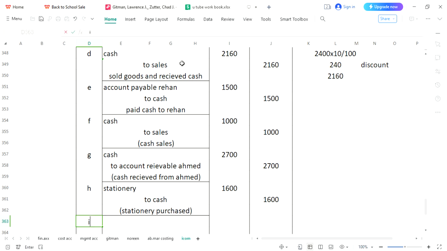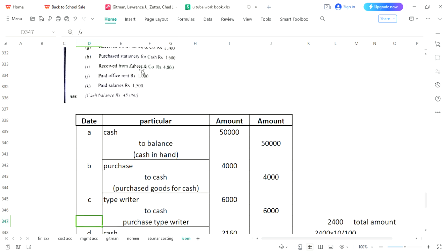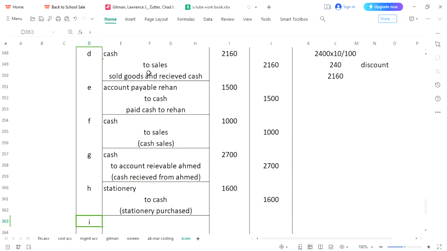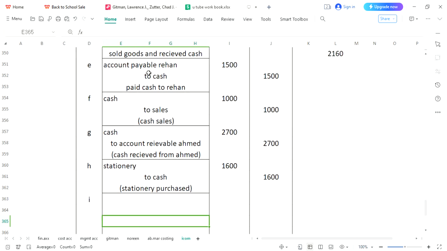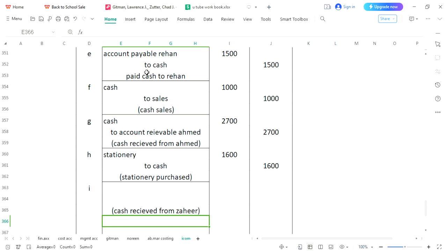We will now see I entry, received from Zahir. Again, we will use common sense. What will we receive? Cash. Cash received from Zahir is our next entry. Let's put a bracket. Sometimes I forget to put brackets, but please note it down. Every narration will have a bracket. Cash received from Zahir. We already had cash received from Ahmed.